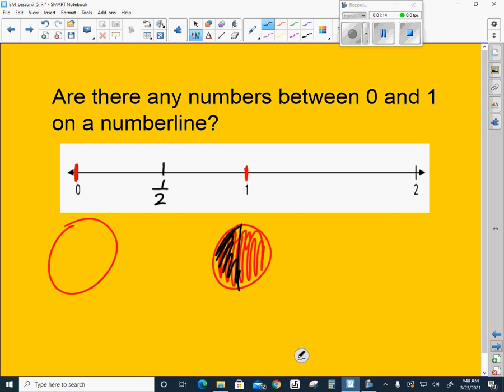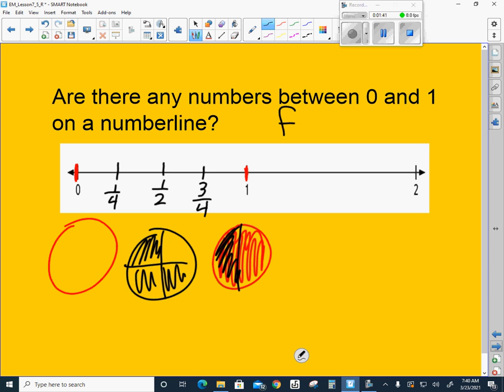We could even have 1/4 of a pizza, right? And so 1/4 would be between 0 and 1. We could have 3/4 of a pizza, and so on and so on. There's actually an infinite number of numbers in between 0 and 1 on a number line. What are those numbers called? Well, those numbers are called fractions.